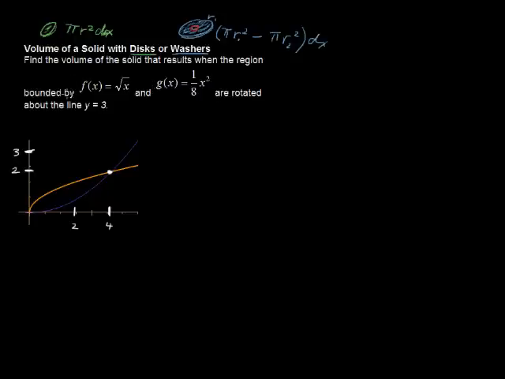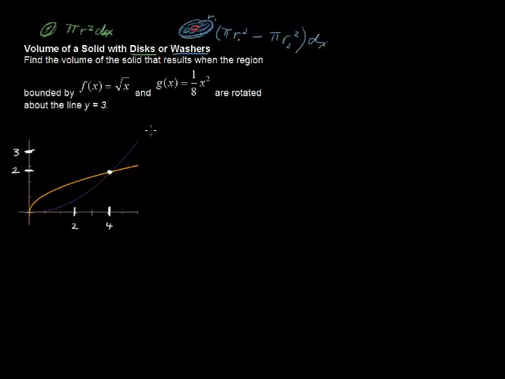So in this example, it asks us to find the volume of the solid that results when the region bounded by f of x equals square root of x and g of x equals 1/8 x squared are rotated about the line y equals 3. So some of you might like to just memorize formulas and patterns, and that's great. If that works for you, do it. You'd probably already have the answer from just looking at those patterns that are given to you in the book. But a lot of us like to understand what's going on, because then when we get to a question like this that we don't recognize, we can think about what's happening. So let's think about what's happening.